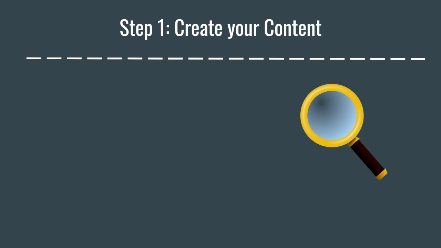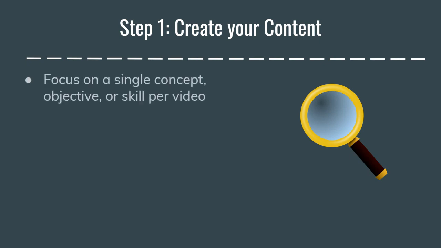Now we're going to look at a 3-step process for creating your video content. Once you've decided which tool you'll use, such as Google Slides, you will want to focus on a single concept, objective, or skill per video. It's a good idea to explicitly state this objective at the beginning of your video. Limit your text to bullet points or phrases, keeping in mind that you will be able to expand verbally in the recording.